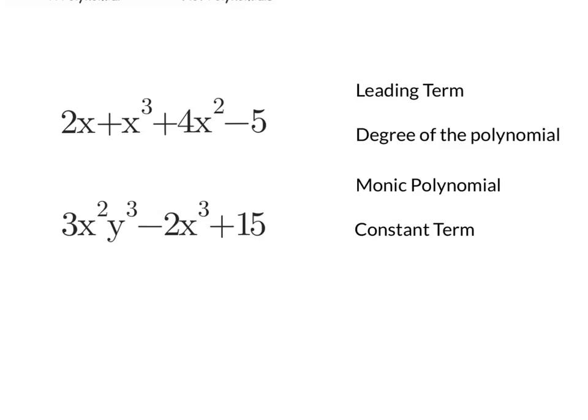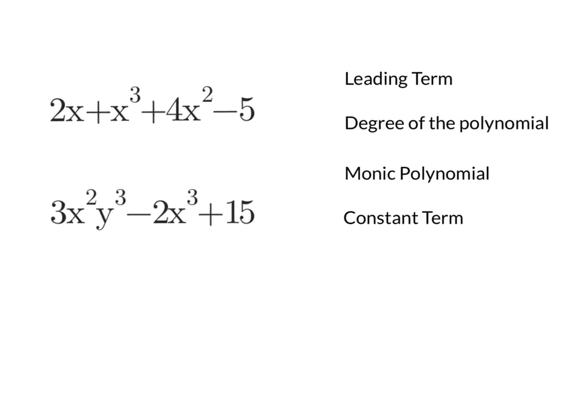Having a look at these two equations, we're going to look at 4 parts of it. So first of all, in this first one, the leading term is the term with the highest power. So that is the x to the power of 3. So that's our leading term. Usually we would write that one out the front, but it doesn't matter, it's just that it has the biggest power. The degree of the polynomial is 3, so that's the highest power, so that would be 3 as a degree for that polynomial.